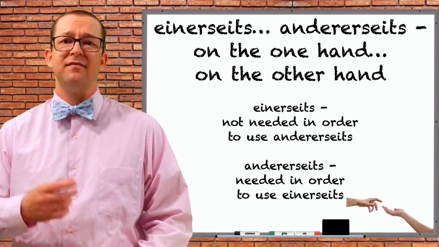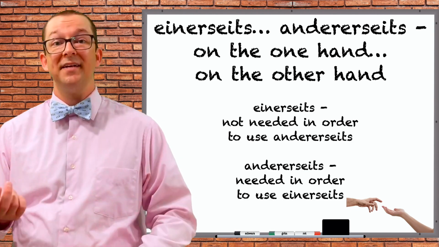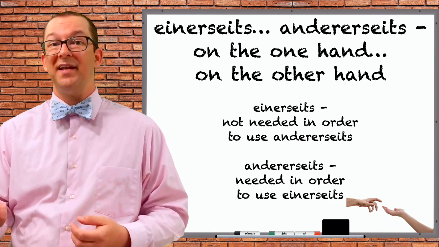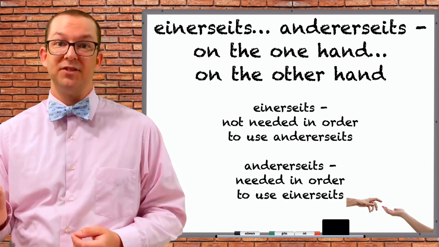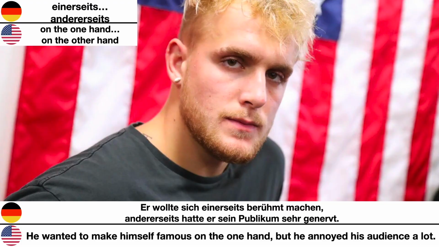You do have to have andererseits in order to use einerseits, however. While einerseits can't stand on its own, you can put both einerseits or andererseits in an adverbial position in the sentence and the conjunction still works. For example, er wollte sich einerseits berühmt machen, andererseits hat er sein Publikum sehr genervt. He wanted to make himself famous on the one hand, but he annoyed his audience a lot.